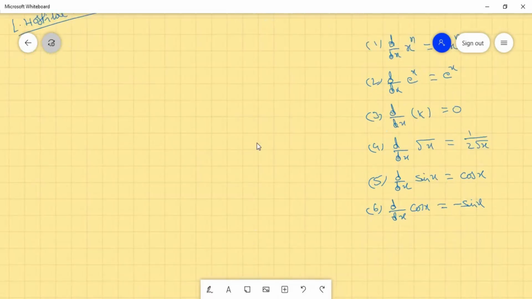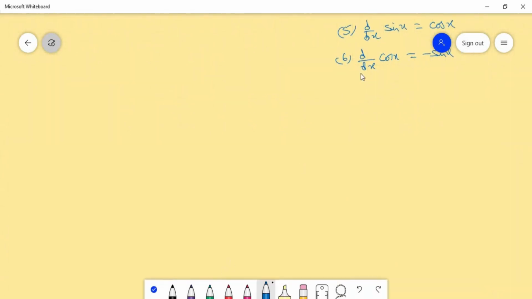Next, derivative of tan x, d by dx of tan x, which is equal to secant square x. Eighth one, d by dx of cot x, which is equal to minus cosecant square x.